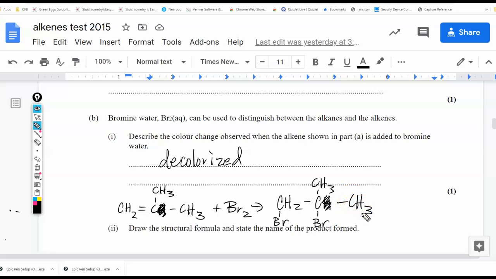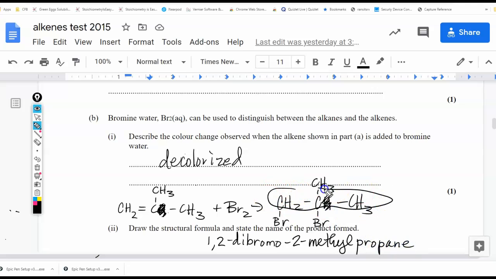So what are we going to call this thing? We would end up having to call it 1,2-dibromo-2-methylpropane would be our ending, because we have the 3 carbon chain right there. Okay, so that was a lot for that one there.